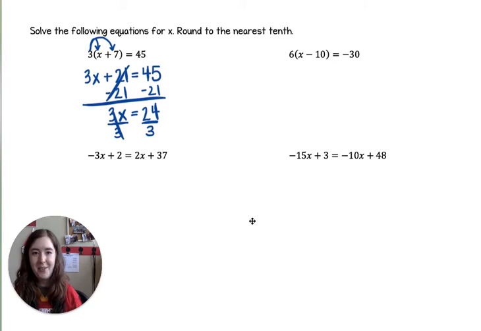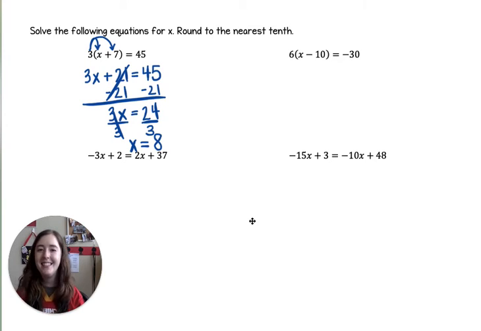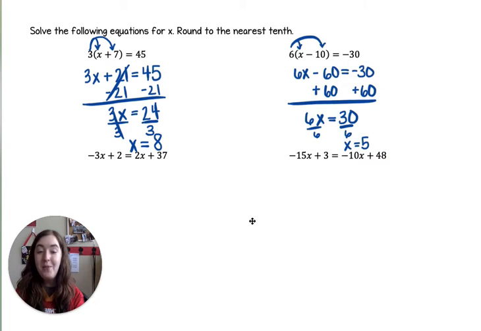These 3's divide away and cancel. So x equals 8. Go ahead and try the next one. Okay, so hopefully on that one you got x equals 5. If you didn't, please pause the video and check and see where you went wrong. Let's do the next one together.